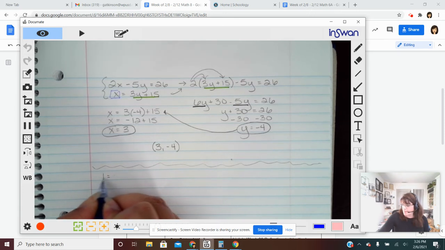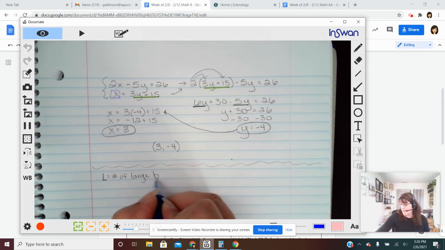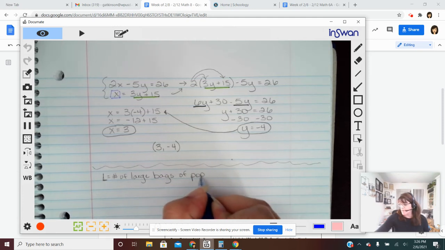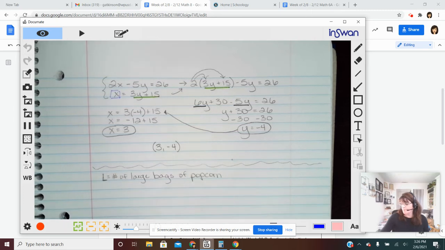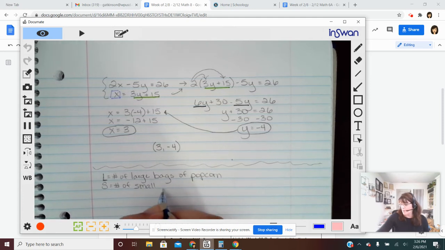So L is going to be, and I'm going to use a capital L just because it's easier in math, the number of large bags of popcorn. Please be writing this down. S is going to be the number of small bags of popcorn.